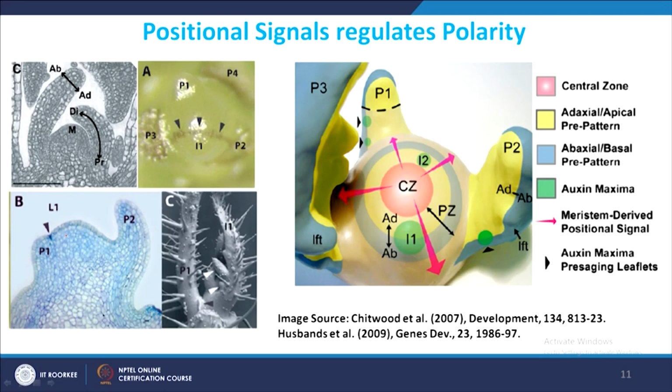This suggests that communication between the meristem and the primordium is also important for establishing organ polarity. This is a schematic diagram, the top view, where you have a central zone and some kind of signals are coming from here, and these signals help in defining adaxial versus abaxial polarity in the lateral organs.